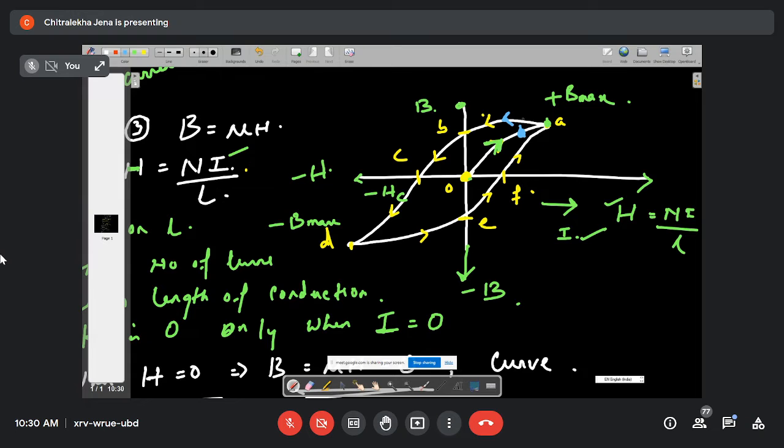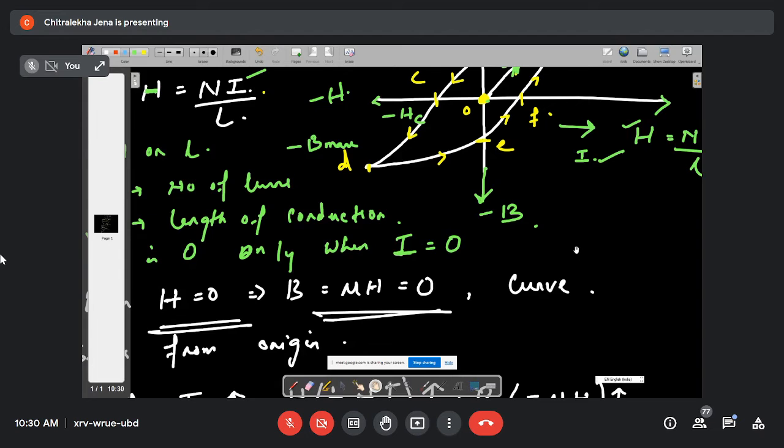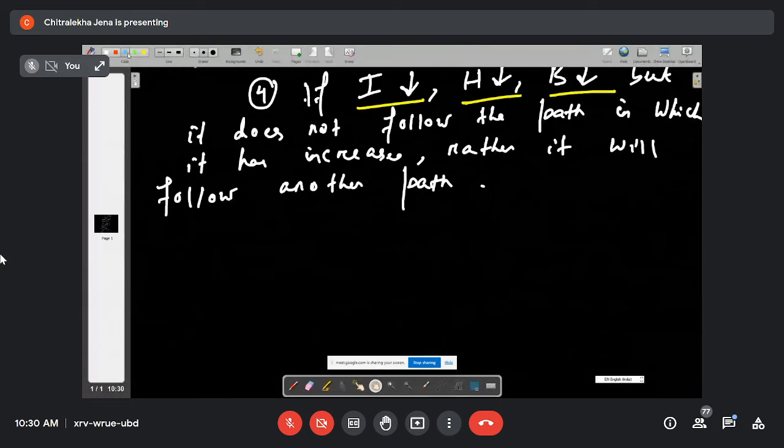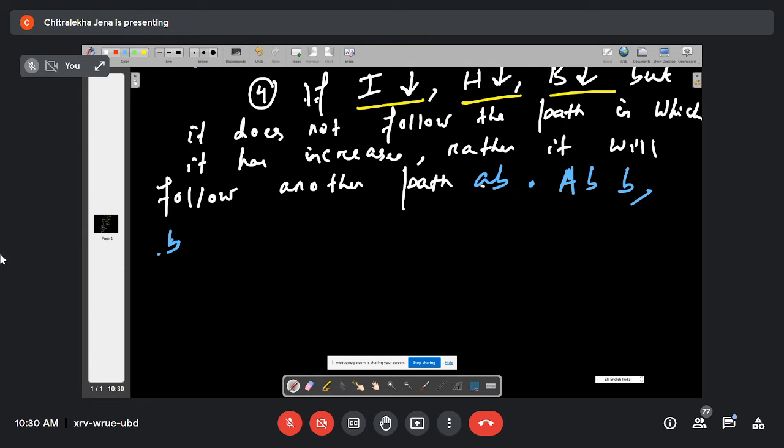Anybody having doubt, you unmute and ask. Okay. So what is that path? Tell me. The path is AB. Very good. Another path is AB. At b, what is your capital B? Tell me. B is equal to 0.